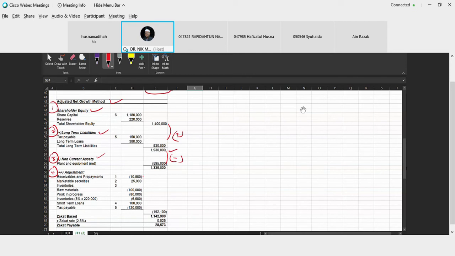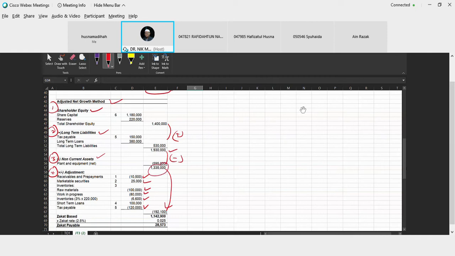receivable amounts, bad debts, and securities amounts, marketable securities, how much we need to add, and raw material, how much we need to minus, work in progress, how much, and inventories, how much, and so on. Okay, and then when you have this, you just need to minus the zakat. You just need to minus.